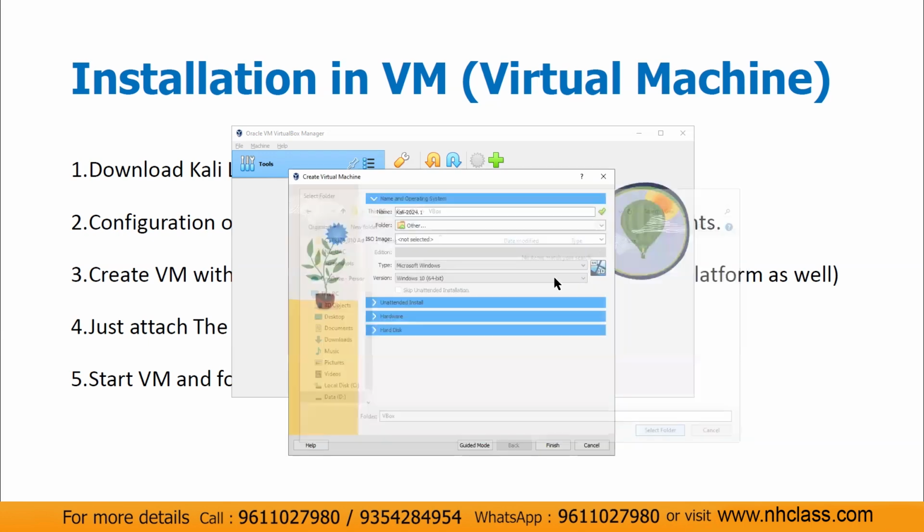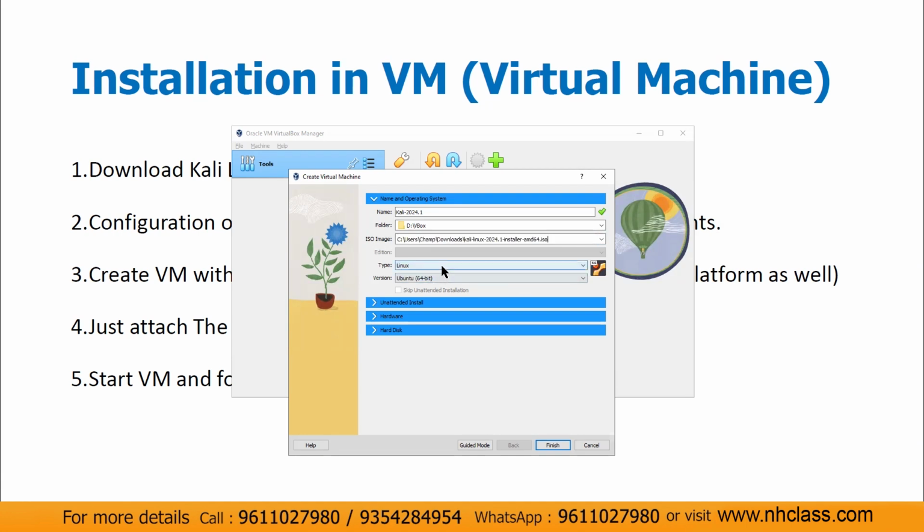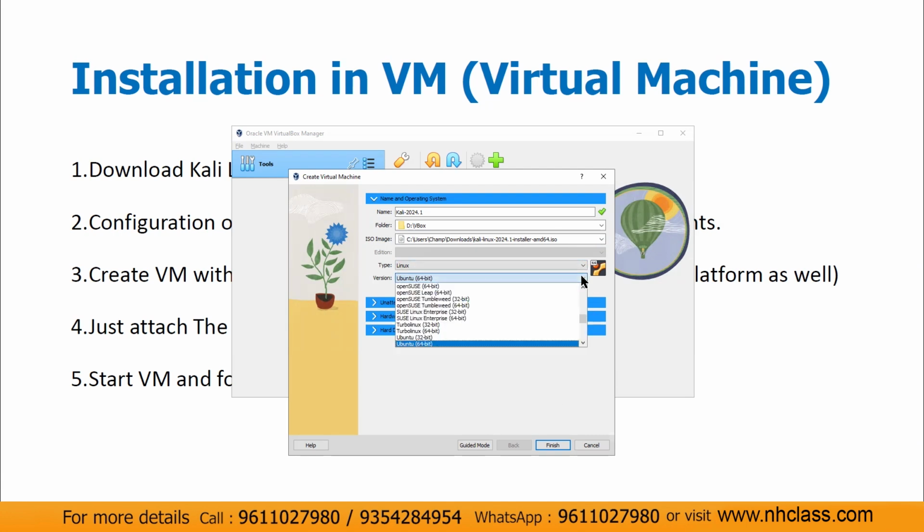Again, assigning the path, ISO image. So Linux is okay, but instead of Ubuntu, we have multiple options. You can see lots of different options. If you have an idea, you can select Debian 64, because Kali is a Debian version. In that, if you have a deeper idea of which Debian version to select, that is also your choice. Otherwise, you can select simple Other.